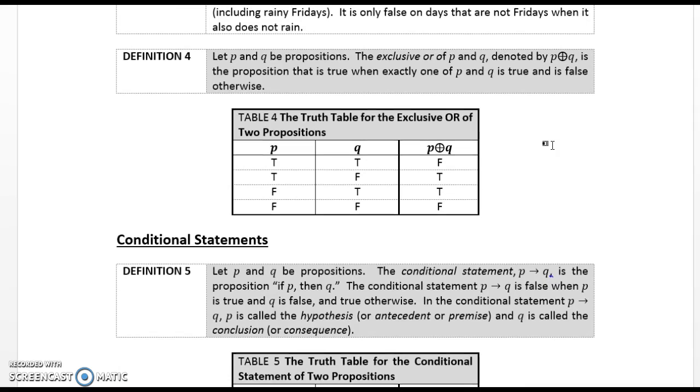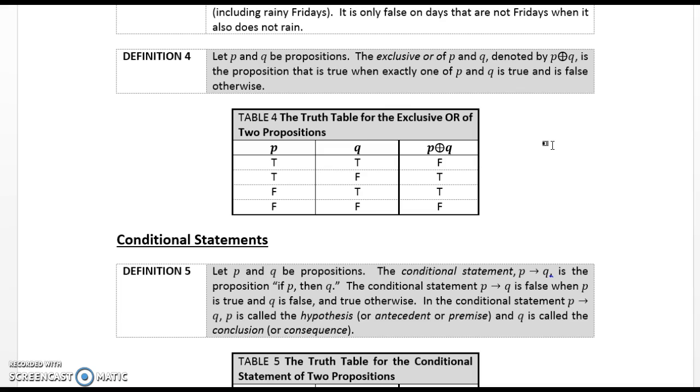Definition 4. Let P and Q be propositions. The exclusive OR of P and Q, denoted by P exclusive OR Q, is the proposition that is true when exactly one of P and Q is true and false otherwise. Table 4 shows the truth value of the exclusive OR of two propositions.